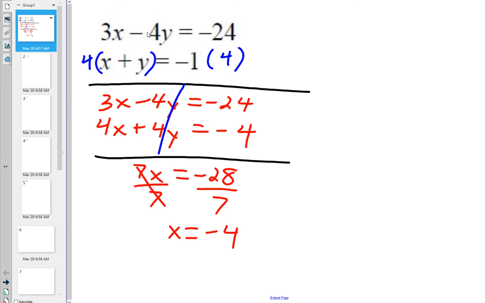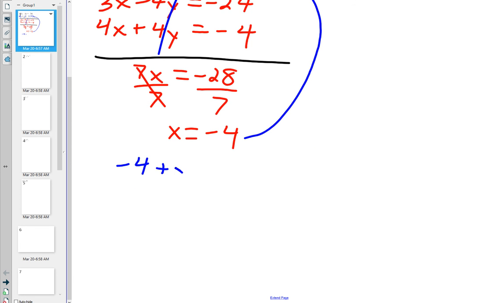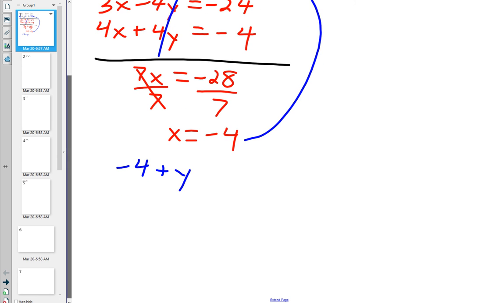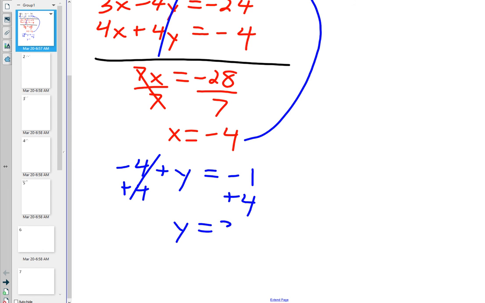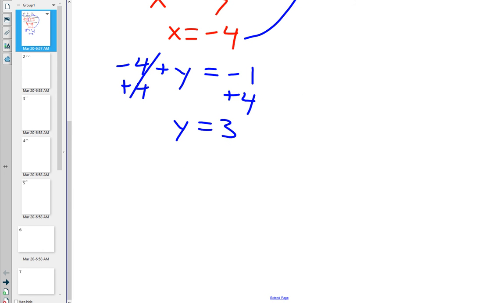So I now know that x is -4. I need to substitute into either equation. I would think most people here would pick the bottom one. So -4 plus y equal to -1, plus 4 plus 4, y is equal to 3. On tomorrow's test, these problems will show up as ordered pairs. So what would this look like as an ordered pair?